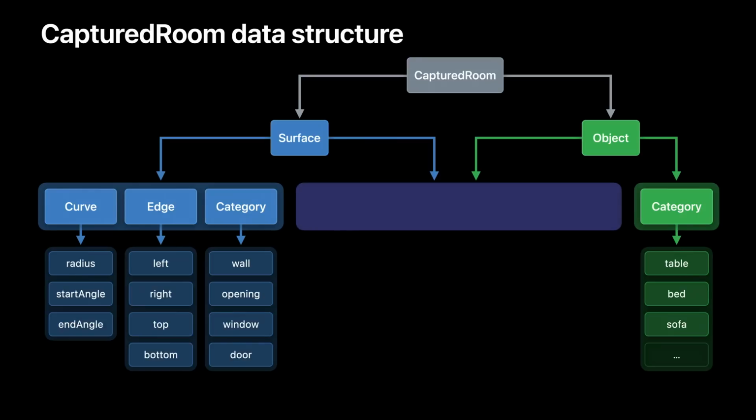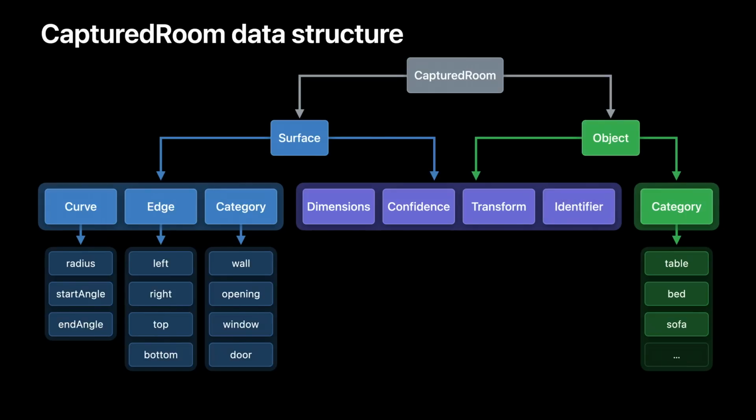Surface and object share some common attributes, such as dimensions, confidence, which give you 3 levels of confidence for the scanned surface or object, the 3D transform matrix, as well as a unique identifier. Let's see how they are represented in code.